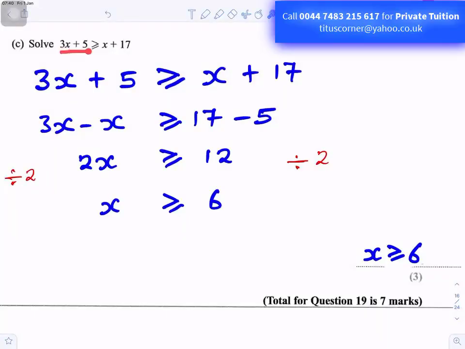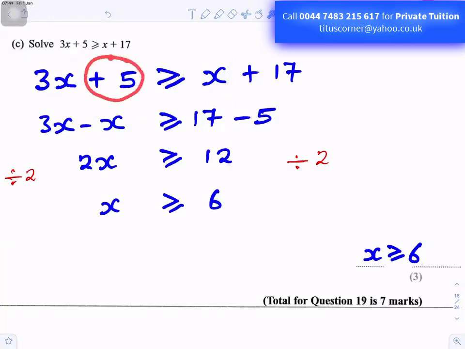Solve 3x plus 5 is greater than or equal to x plus 17. So we have the left side and the right hand side. The way to solve this is to put all the x on the left side and all the numbers on the right side. So we have an x on the right hand side, so plus x. We take it to the left side, it becomes a minus x.